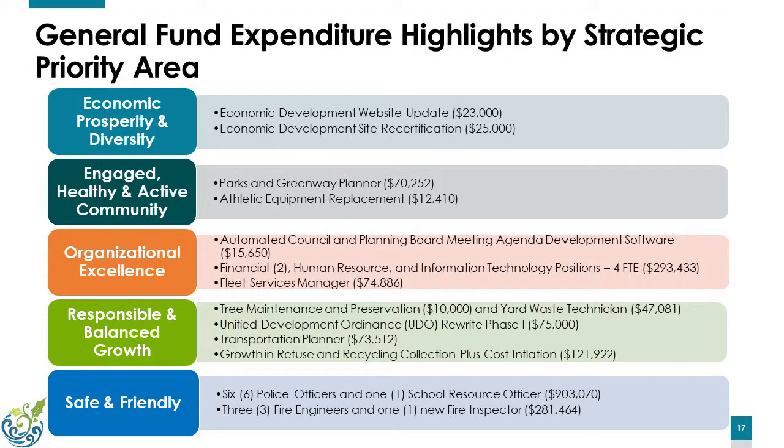Now I'd like to transition into the general fund expenditures. Here I'm going down in levels and getting a little bit more specific on what are some of those key highlighted expenditures. This does not include everything that's in the budget, but I wanted to highlight a few of the key notables. First, in the area of economic prosperity and diversity, we have 2 components here, one related to economic development website update, and then economic development site recertification. Both of these are to enhance the marketability for industrial development and job growth.